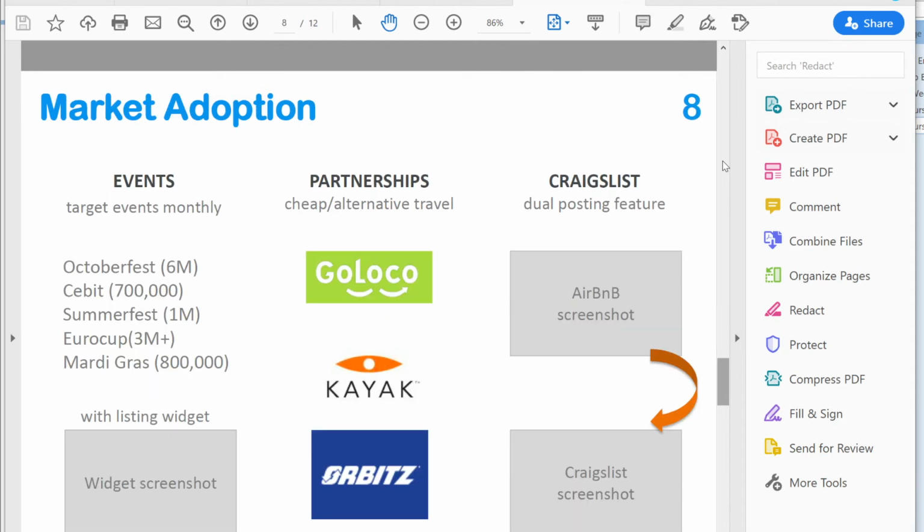And market adoption. This goes into more detail on how they're going to sell their product: events, partnerships, and Craigslist. One of the things they did was post their listings on Craigslist to try to take customers from Craigslist to Airbnb. If Craigslist allows it, I don't see anything wrong with it. Just be inventive, think outside of the box like that. Use somebody else's platform to drive business for yourself, just like people starting YouTube channels and trying to sell stuff on YouTube, using another platform to generate customers for yourself.